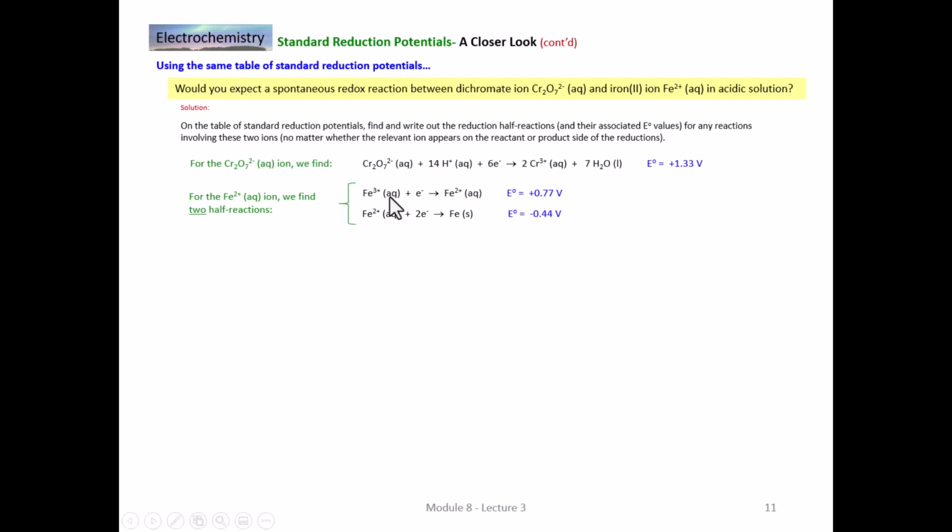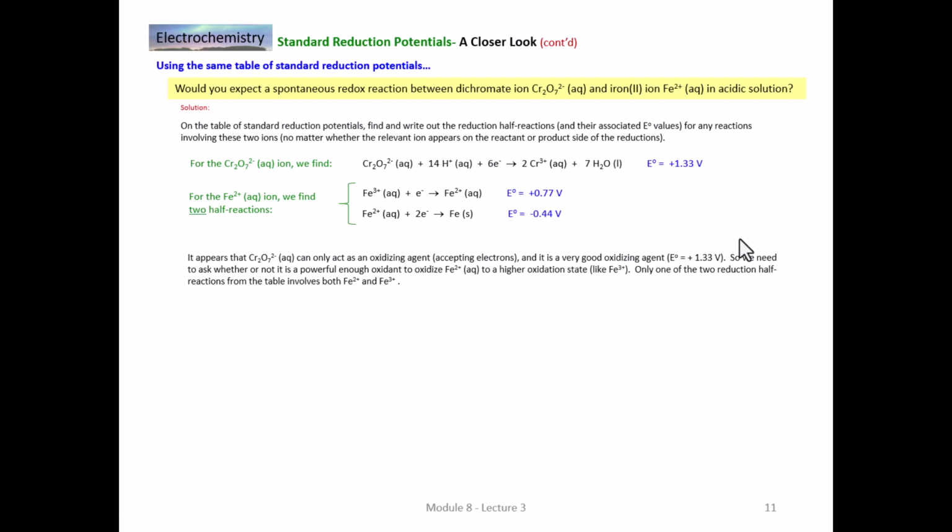Now for iron 2+, we actually find two half reactions on the table that involve iron 2+. One is the reduction of iron 3+ by 1 electron to form iron 2+. The potential for that is listed as a favorable plus 0.77 volts. It also lists the reduction of iron 2+ by 2 electrons to iron metal. That's listed as an unfavorable reduction, minus 0.44 volts.